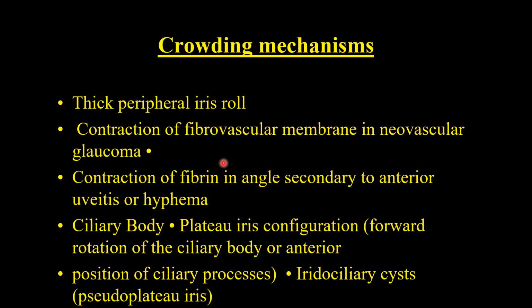Then again in uveitis, in inflammation, the same things happen. Then sometimes the ciliary body is rotated anteriorly, and that's why the iris which comes out of the ciliary body has its direction toward the cornea and the angle is closed.